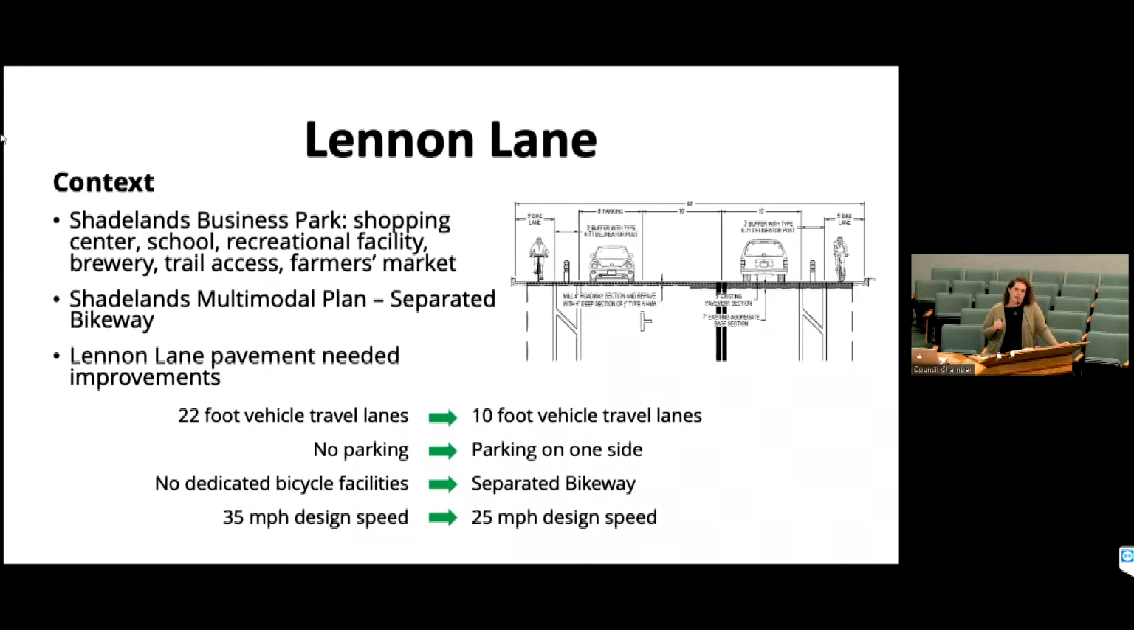So down below, we have on the left side what was existing and then what we designed for. There were 2 22-foot travel lanes before. There's no parking, the bicycles were mixed with the vehicles, and there was a posted speed of 35 miles per hour. What we did is we made the travel lanes 10 feet. We added parking on one side, and then created these separated bikeways. And with all of those design considerations, we had a desired speed of 25 miles per hour.